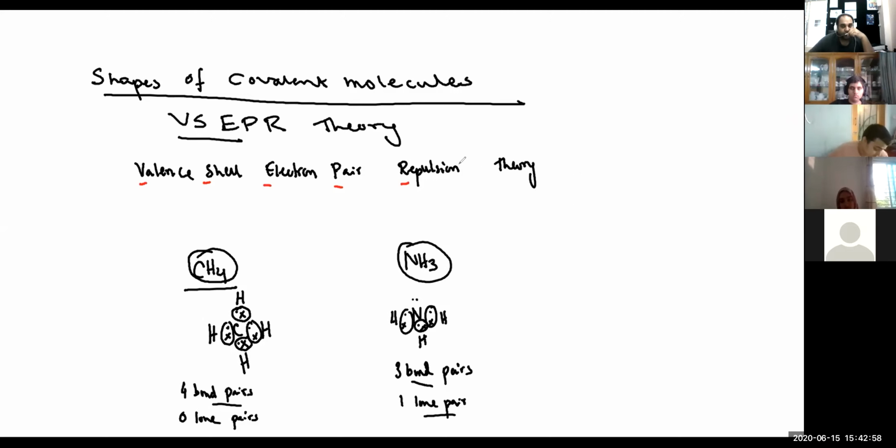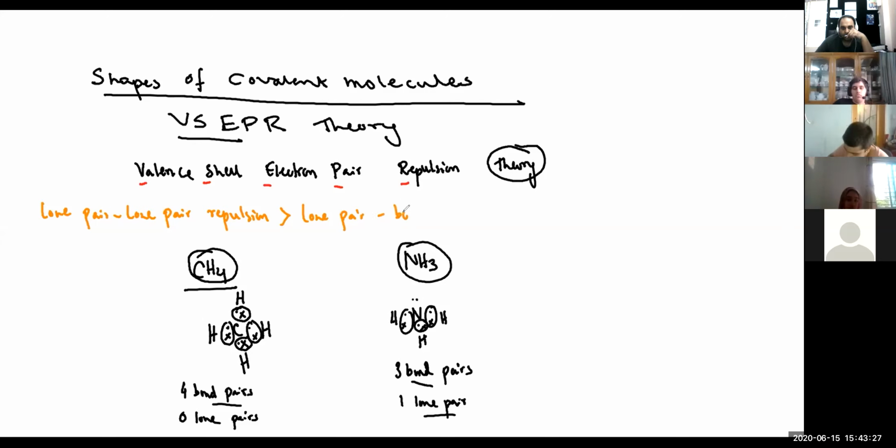So all we have to remember, what does this theory state? This theory states that lone pair repulsion is greater than lone pair bond pair repulsion, which is greater than bond pair repulsion.